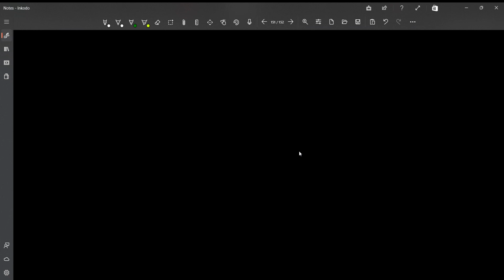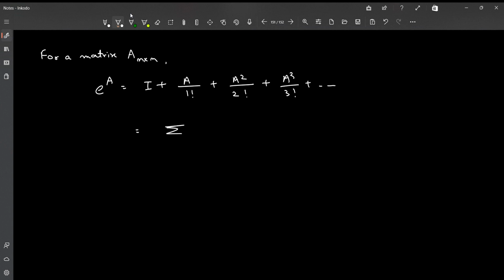Okay, so now we have already discussed exponential matrices in our previous lecture. If we just quickly recall, for a square matrix A, we can form the exponential of it. It is simply given as I plus A upon 1 factorial plus A squared upon 2 factorial plus A cube upon 3 factorial and so on. So we can simply write it as the sum from n equals 0 to infinity of A to the power n upon n factorial, where the somewhat obvious assumption is that A to the power 0 is the identity.